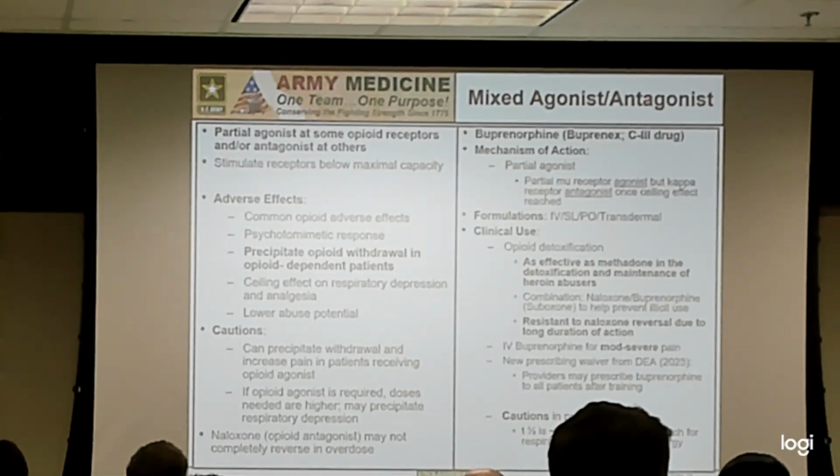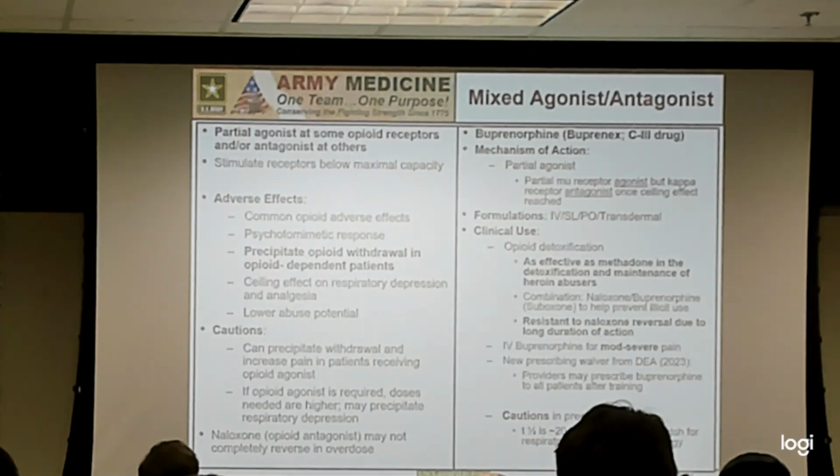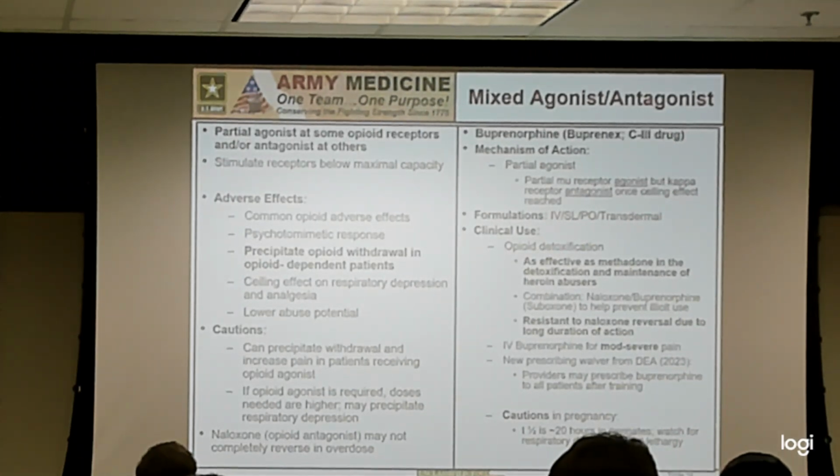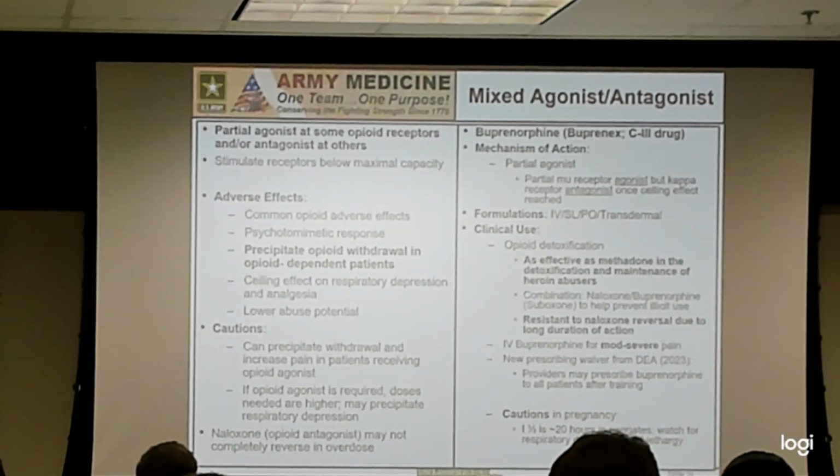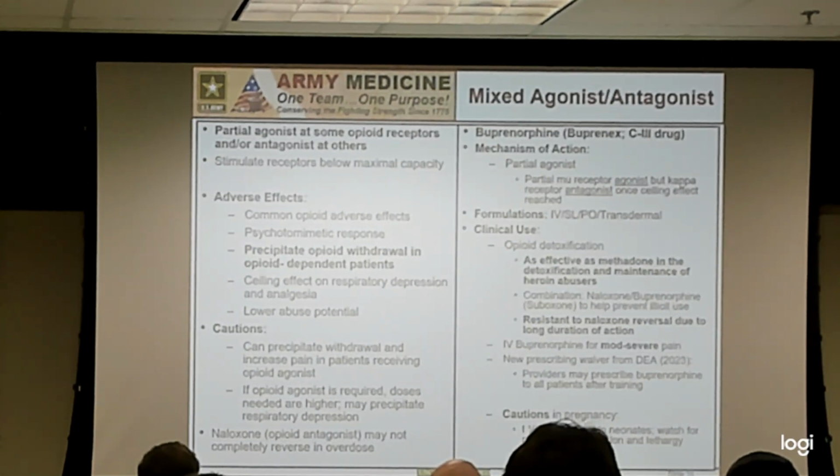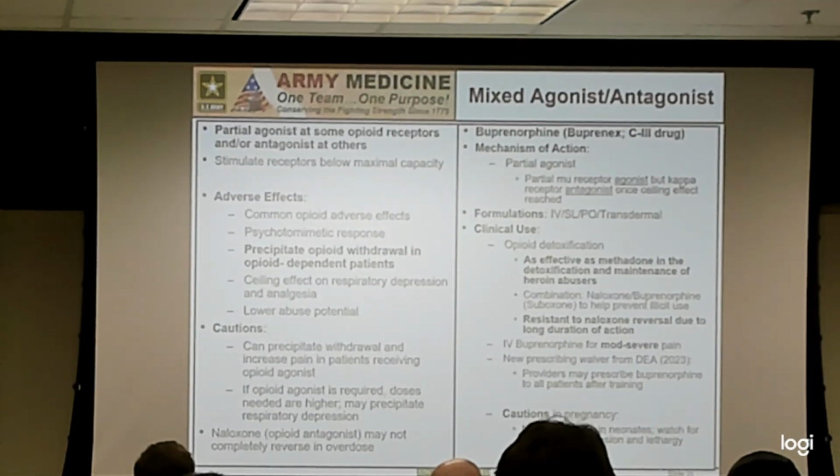So that is why that statement says it can precipitate withdrawal and increase pain in patients receiving an opioid agonist. Because if I have a mixed one, which has antagonistic properties, I am antagonizing that opioid, so now I'm getting less pain relief, and I'm probably going to have withdrawals because I'm not having that opioid hit those receptors how it was.